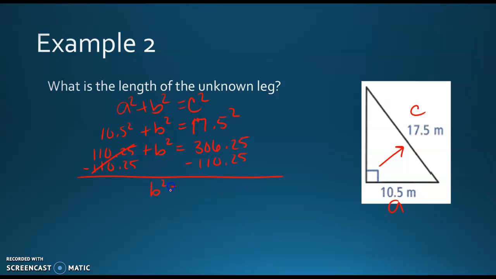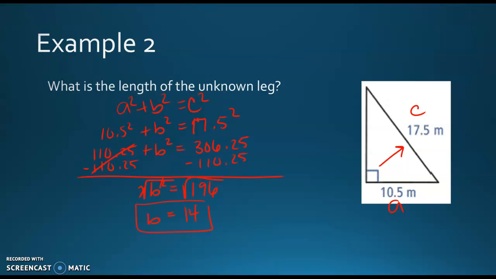And so now I have B squared equals 196. And then I'm going to take the square root, because I want just B, not B squared. And the square root of 196 is 14. So we went from having decimals to not having a decimal. And so our answer is the whole number 14. Again, we're squaring. In this case, we're subtracting instead of adding. And then our last step is always to take that square root.